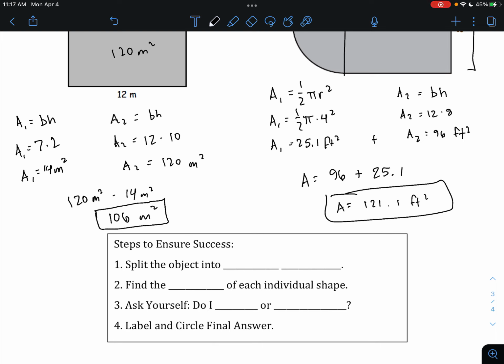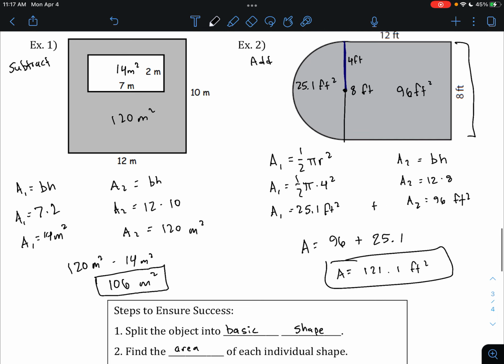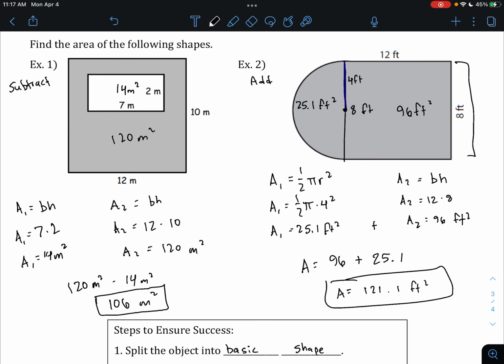Split the object first into basic shapes. Any shape that we have a formula for is fair game. Typically though, you're going to want to split it into triangles and rectangles and half circles, if possible. Then you find the area of each individual shape and ask yourself, do I add or subtract? Think about the problem. Does it make sense to subtract or does it make sense to add?